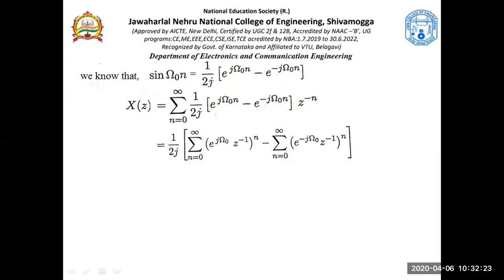Now, is this in the standard form of summation? Yes, this is in the standard form of the summation. In place of this, if we have a, summation n ranging from 0 to infinity a power n, what would happen? It would be 1 by 1 minus a, right? Similarly, this summation would be 1 by 1 minus e power j omega naught into z inverse. Similarly, this would be 1 by 1 minus e power minus j omega naught into z inverse. So that is what is written here.